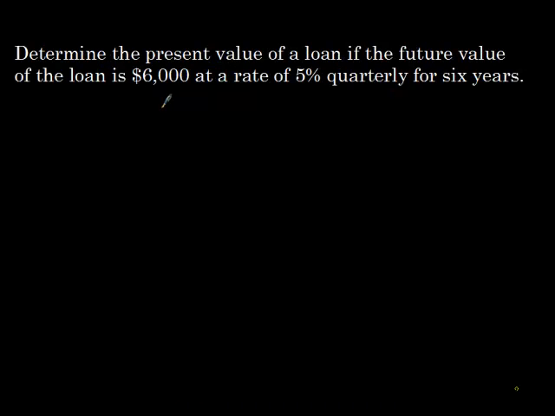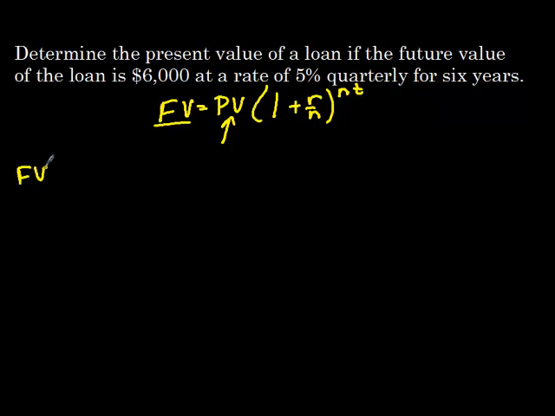Our next problem for today reads, determine the present value of a loan if the future value of the loan is $6,000 at a rate of 5% quarterly for 6 years. To do this problem, we're working backwards. If we look at our formula, which happened to be FV equals PV times 1 plus r over n raised to the nt power, this time we're told the future value. We want to find PV, which means we have to do some algebra to work backwards. So if we want to find PV, we need to know FV, we need to know r, n, and t.